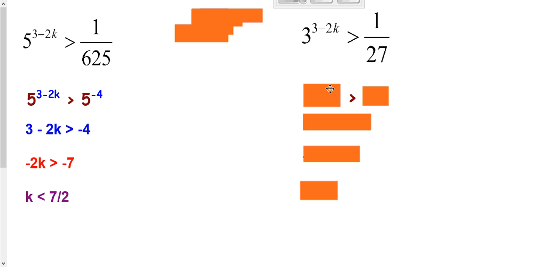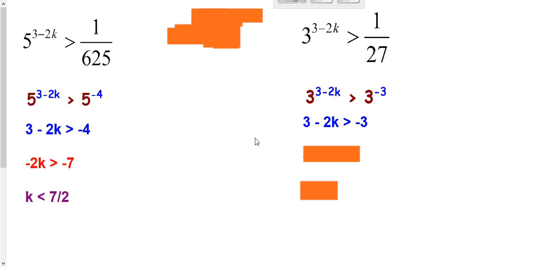Same idea over here. 3 to the power on the left. This is a 3 cubed on the bottom, but we need it as 3 to the power, so we're going to bring that exponent up, so it becomes 3 to the negative 3. Same base, so we can just deal with the exponents. And we get k is less than 3.